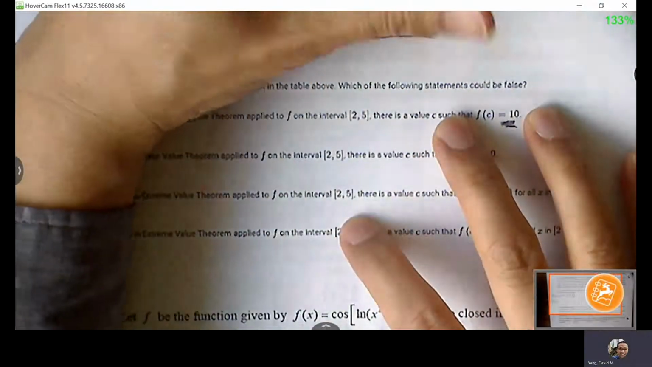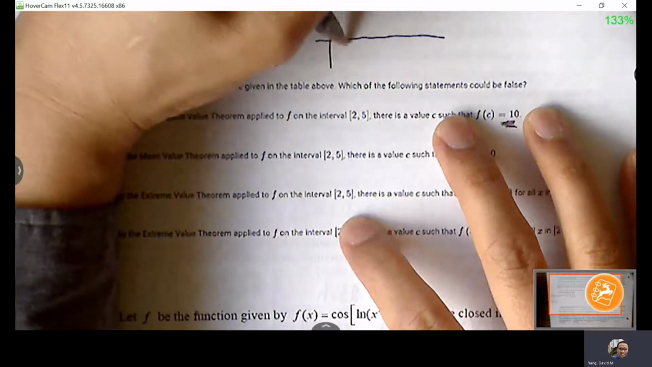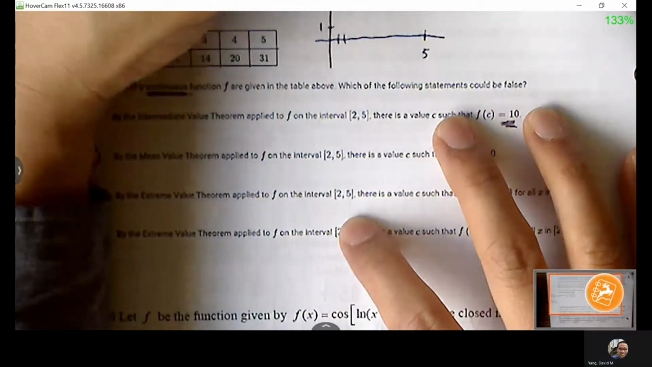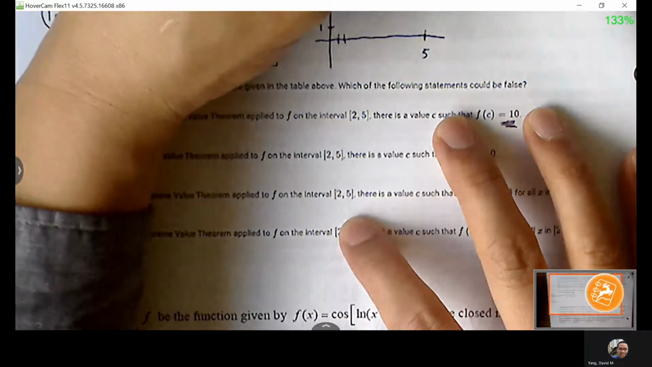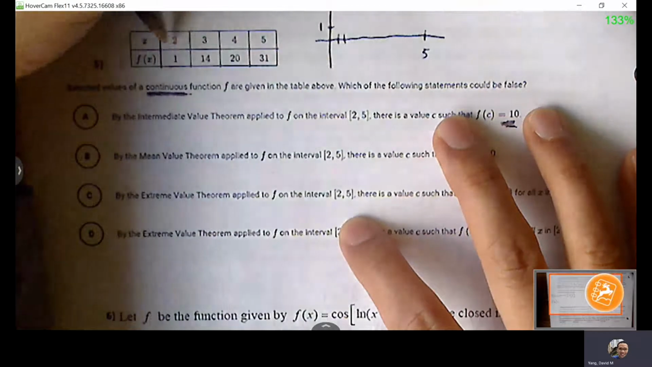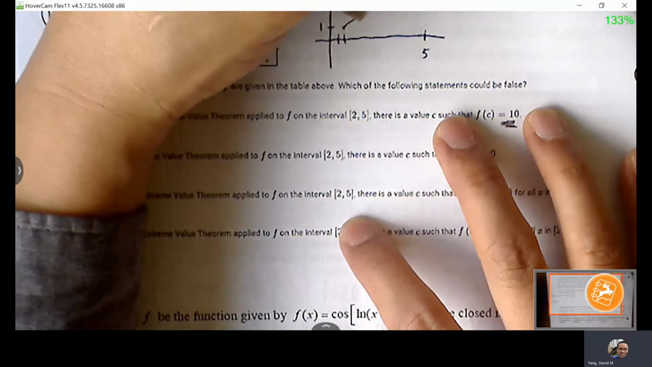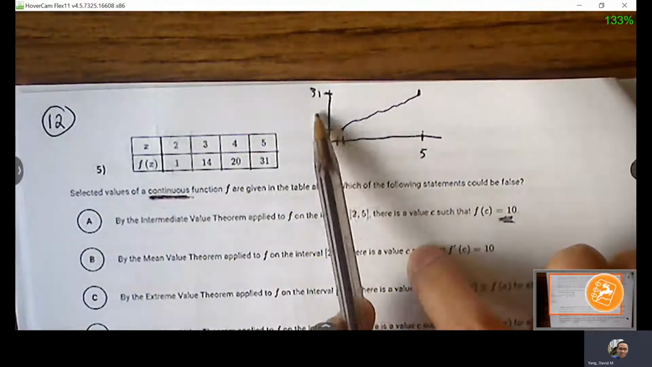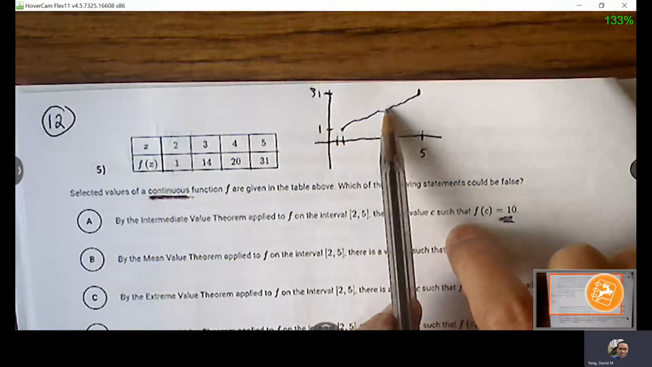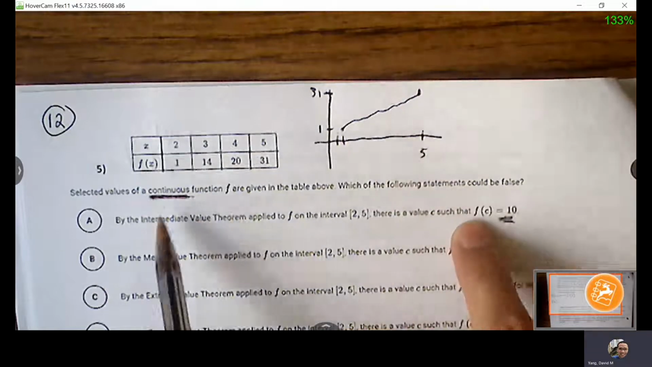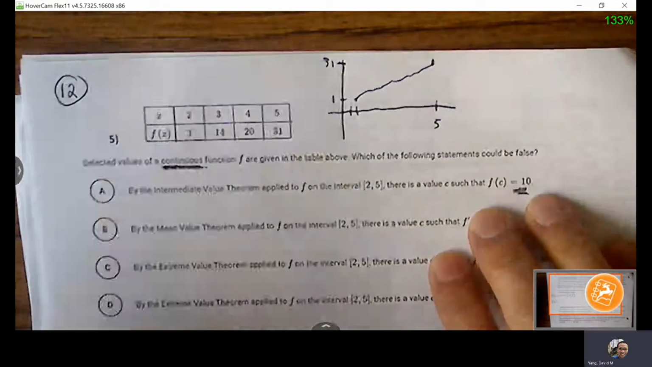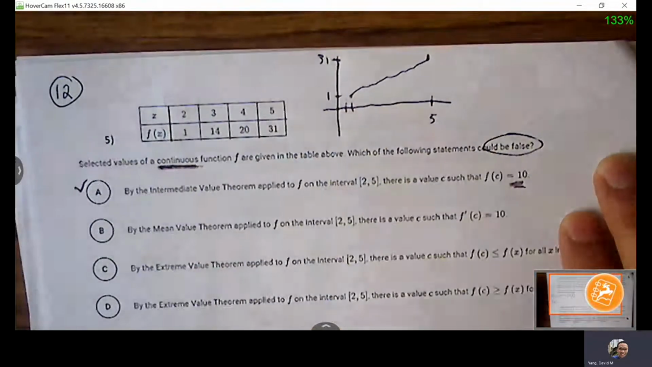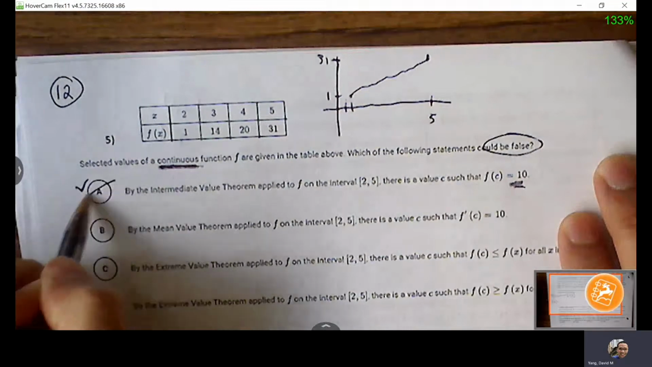What do you guys think? So if we're going from 1 to 31, are we going to hit a y value of 10 somewhere between? Yes, right. Because they tell us it's continuous. So IVT is good, but we're looking for what could be false. So even though that's correct, that's not a false statement.